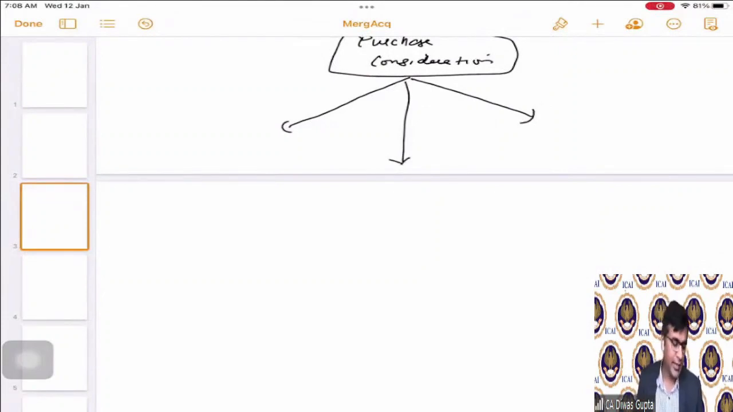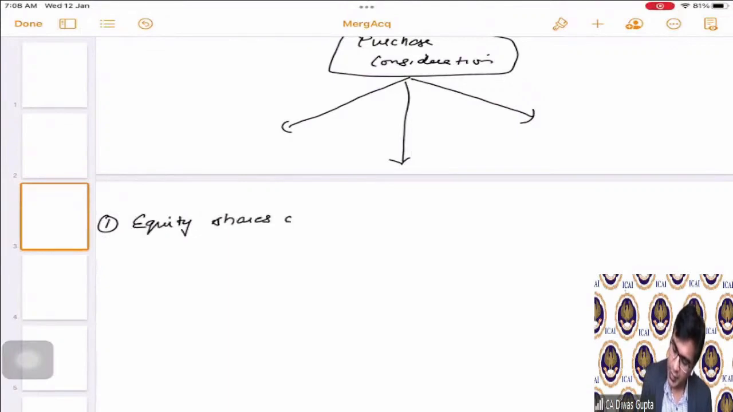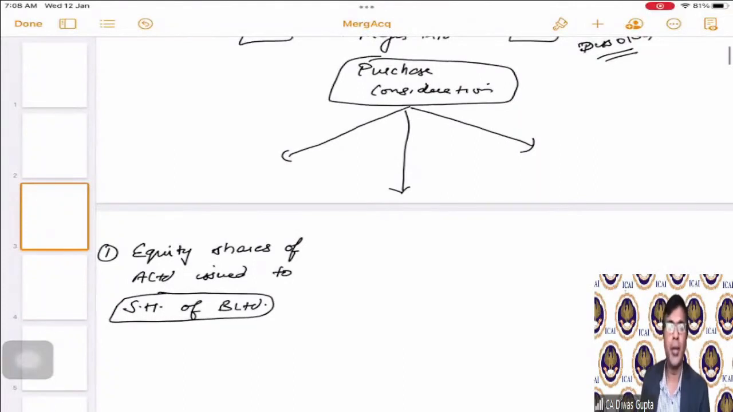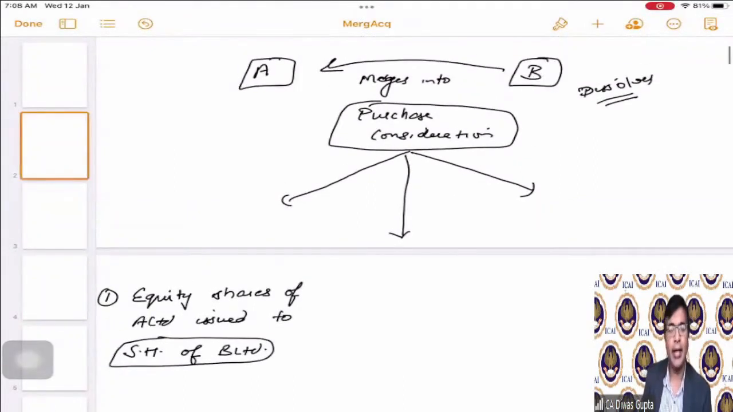Okay. First one, I'm putting it here. First one is equity shares of A Limited issued to shareholders of B Limited. This can be the first form of the settlement of purchase consideration. Now, students, please take note here that A Limited can settle the purchase consideration in kind by issuing the equity shares of A Limited itself, not to B Limited, but to B Limited's shareholders, correct?